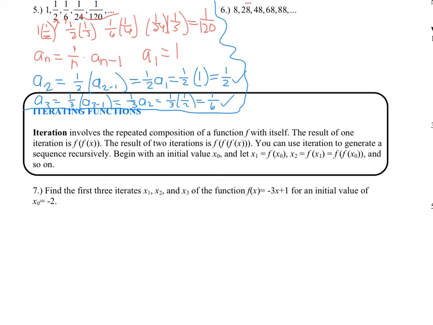Let's take a look at number 6. So 8, 28, 48, 68, 88, we can see we're adding 20. So your common difference is 20. So a sub n will equal your previous term plus 20, and we have to make sure we define at least one term. So a sub 1 equals 8.